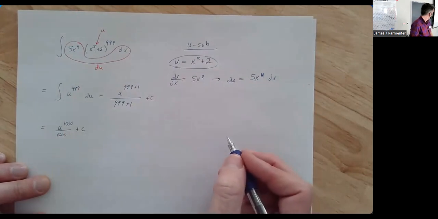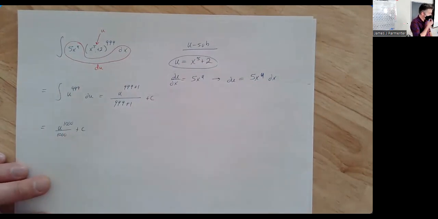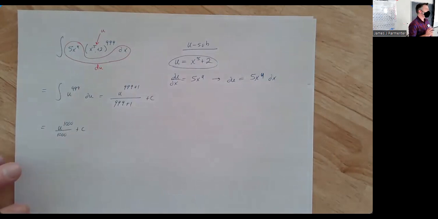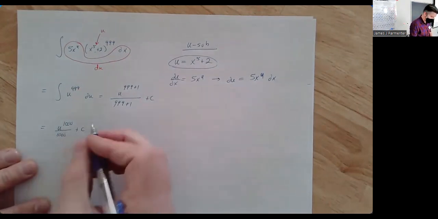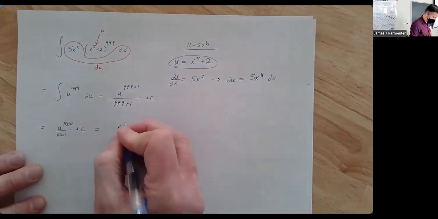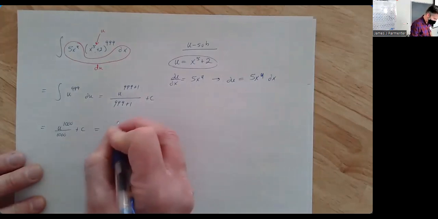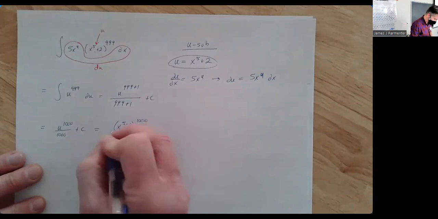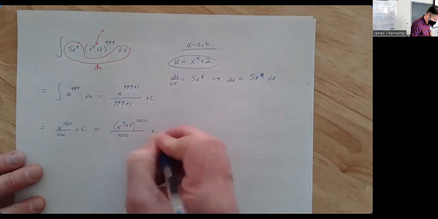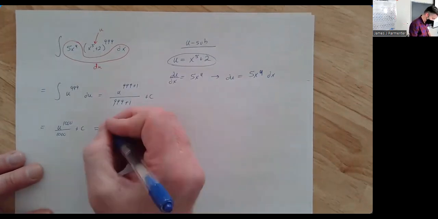It all depends on how we answer it. Typically, some of them are technically achievable through brute force algebra. Some of them are not. We're about to see another example, but let's finish this one first. This one's going to be (x to the 5th plus 2) to the 1,000th power divided by 1,000 plus c. And that's our final answer.